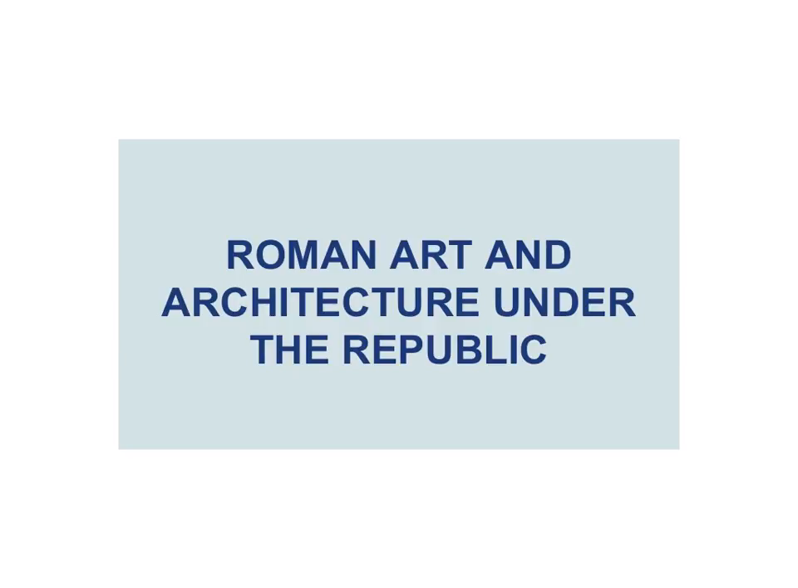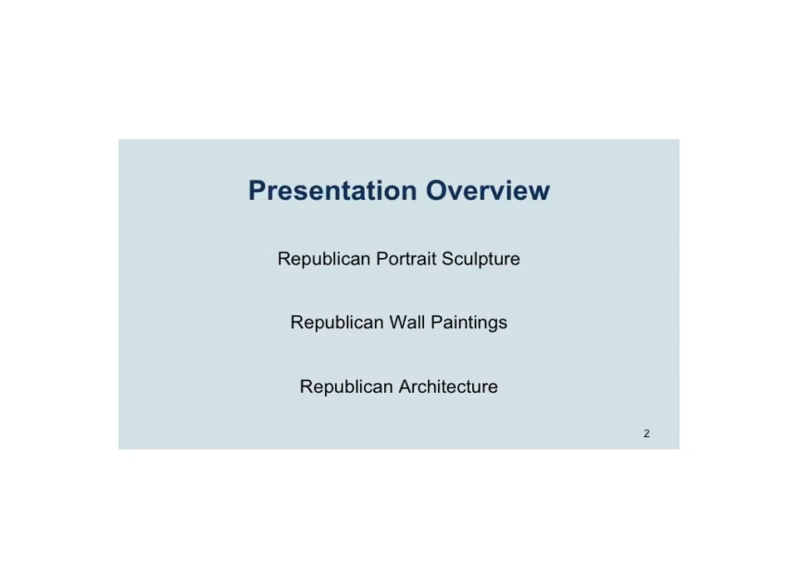Roman art of the Republic dates from approximately 509 BC, with the legendary founding of the Republic, to around 44 BC. It encompasses a broad spectrum of media, but I'm going to concentrate on three areas: Roman portrait busts, fresco wall paintings discovered in Pompeii and the surrounding areas, and architecture.